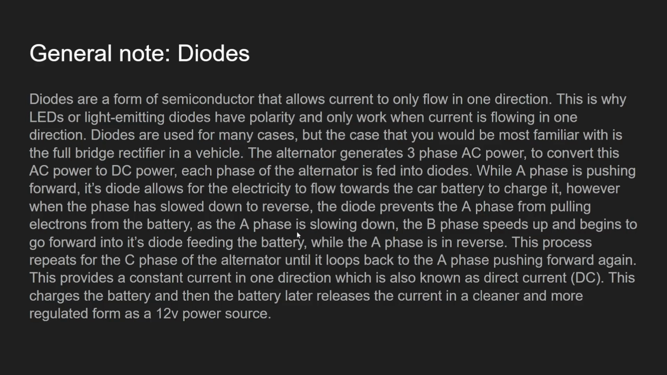As the A phase is slowing down, the B phase speeds up and begins to go forward into its diode, feeding the battery, while the A phase is in reverse and no longer feeding the battery. This process repeats for the C phase of the alternator until it loops back to the A phase pushing forward again. This provides a constant current in one direction, which is also known as direct current. This charges the battery, and then the battery later releases the current in a cleaner and more regulated form as a 12-volt power source.